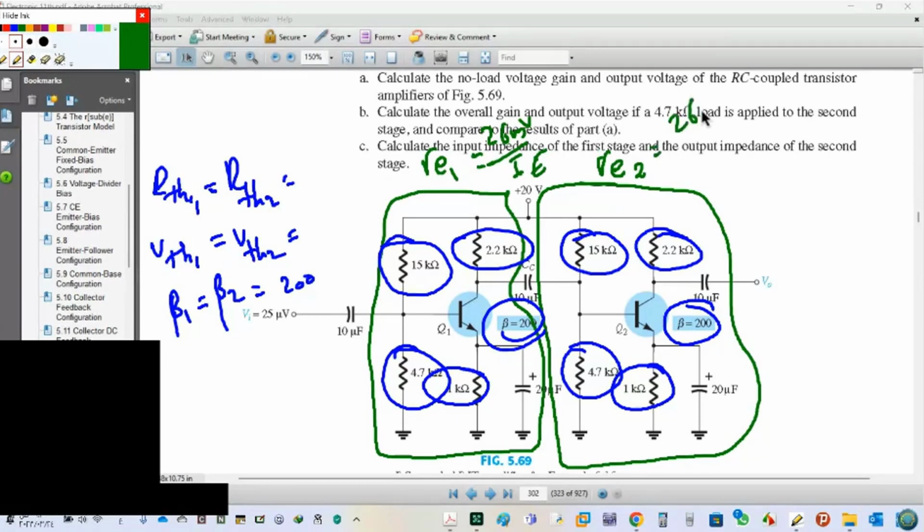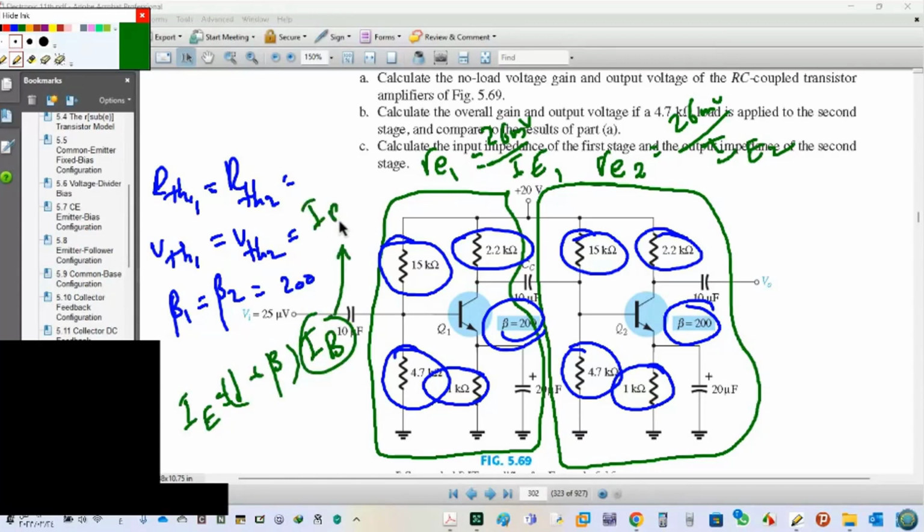It is 26 millivolt over IE2. This is DC analysis. And IE is 1 plus beta times IB. So you have to calculate IB. IB is V Thevenin minus VBE 0.7 over R Thevenin plus 1 plus beta RE. This is the DC analysis I give to you.